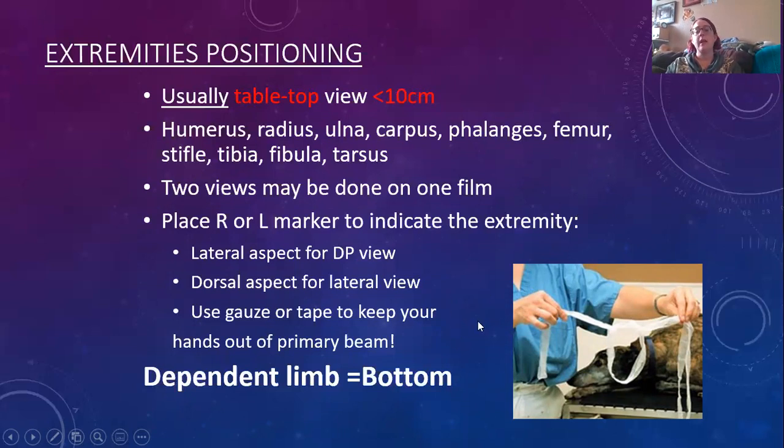And remember too, if we are doing pelvic radiographs, we want to make sure the dependent limb is on the bottom. The dependent limb, the bottom limb, should always be moved cranial. The top limb should always be moved caudal. Make sure that you use things like gauze. We can use towel clamps, things like that, to be able to take our radiographs without getting our hands in or near the primary beam.